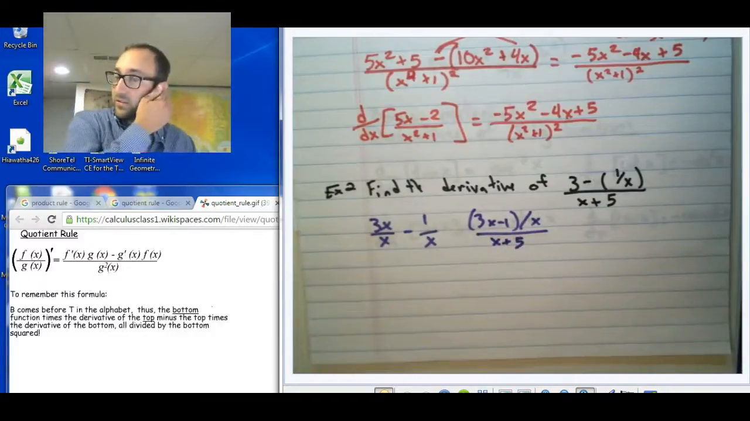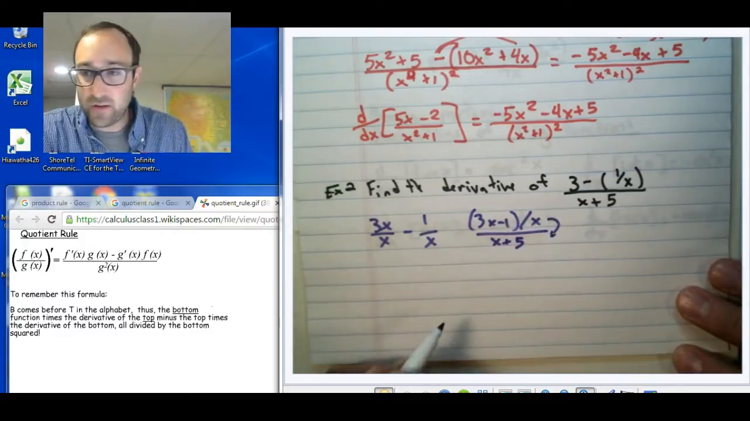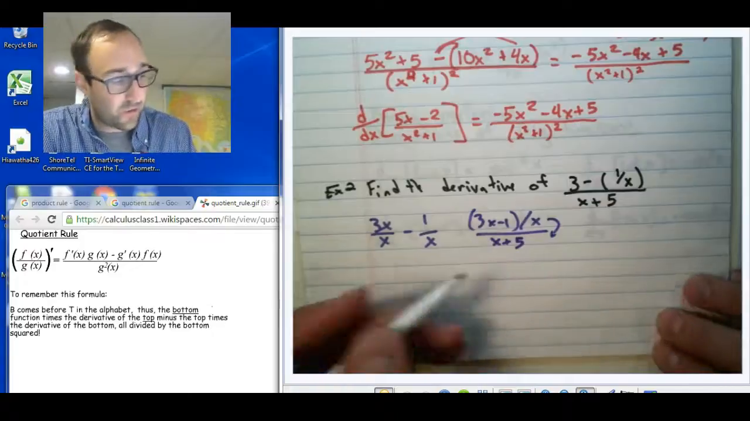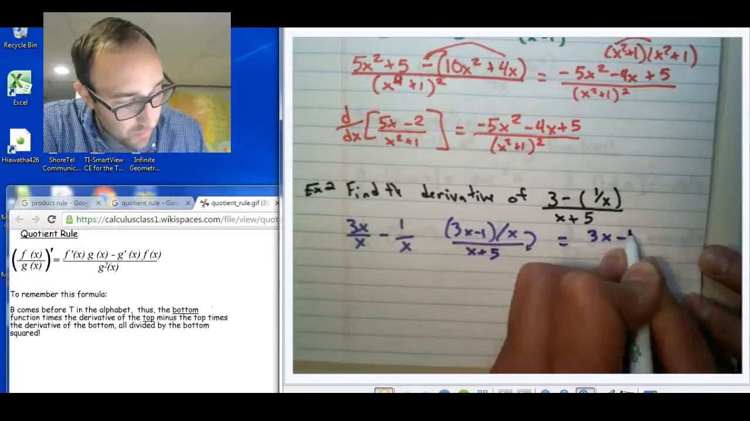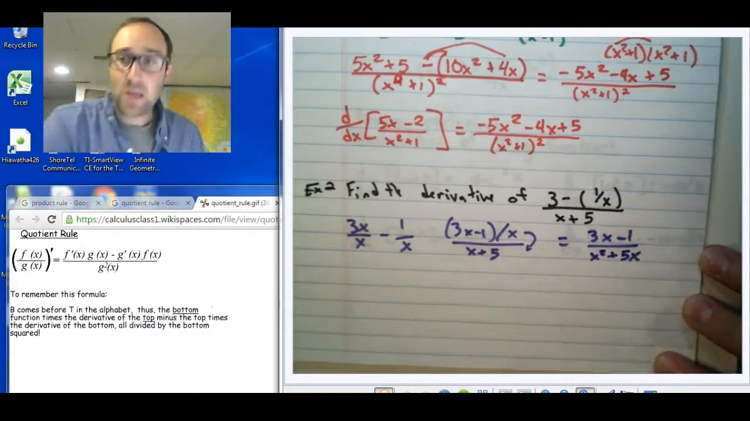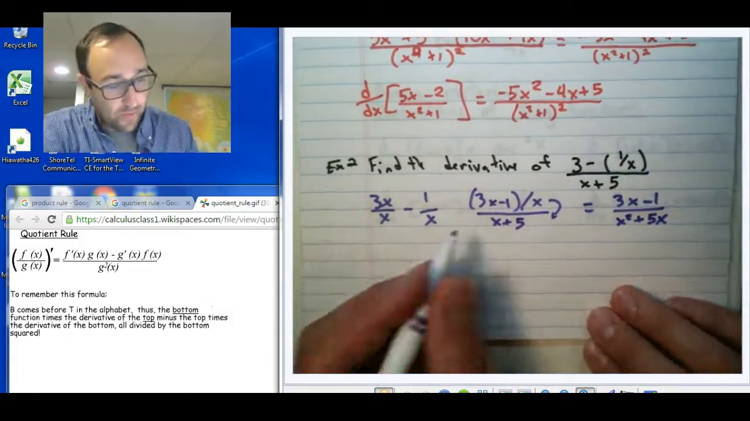Okay, so now instead of dividing by x in the numerator, I hate it when I've got a double fraction, that guy can just go down in the denominator because we're dividing by it, so it's like multiplying by the reciprocal. So it's going to go into the denominator, which means we can rewrite this as (3x minus 1) over (x squared plus 5x). Now I've got it in a better form so that I can find the derivative of this function.